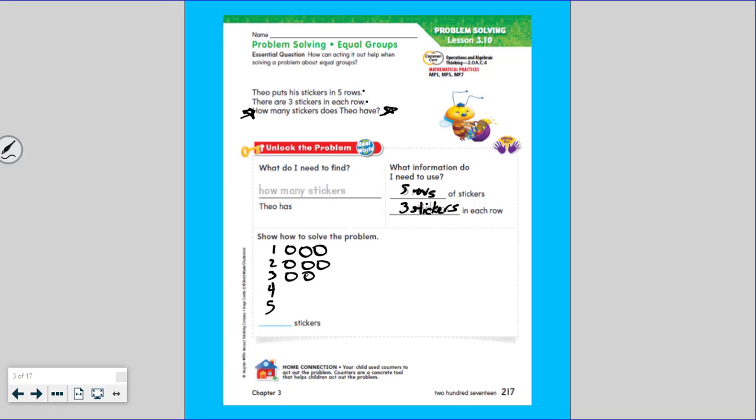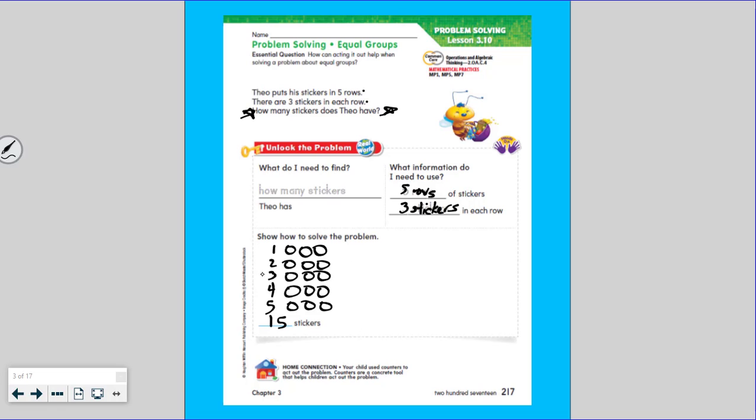1, 2, 3, and then row 4. 1, 2, 3, and then my last one, row 5. 1, 2, 3. And then what we can do is we can count the stickers to figure out how many are in each row. So we're going to skip count by 3. So 3, 6, 9, 12, 15. So that means there are 15 stickers. That's how many stickers Theo has.